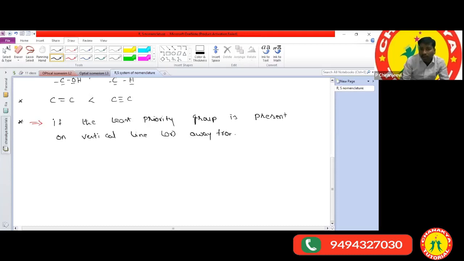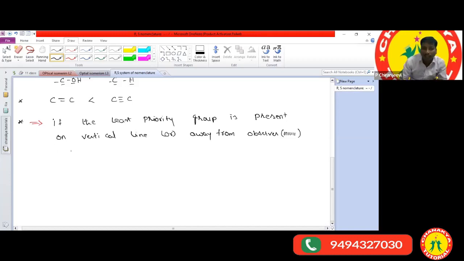away from the observer. Okay, sir, how can we represent away from the observer, and towards the observer? Away from the observer can be represented with the dashed lines. So this is the three-dimensional representation, which we call the wedge and dash representation. The dash indicates this atom is present away from the observer. Now, what is the condition? If the least priority group is present on the vertical line or away from the observer.